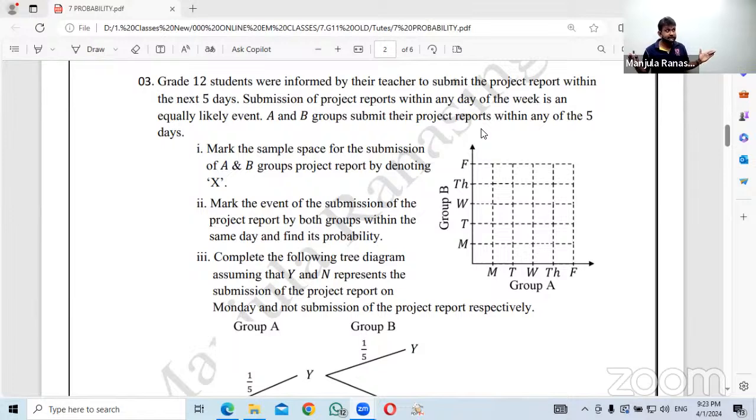The groups, there are two. If one group is given Monday, can group B also be given Monday? Yes, we can. So that means totally fill the grid.